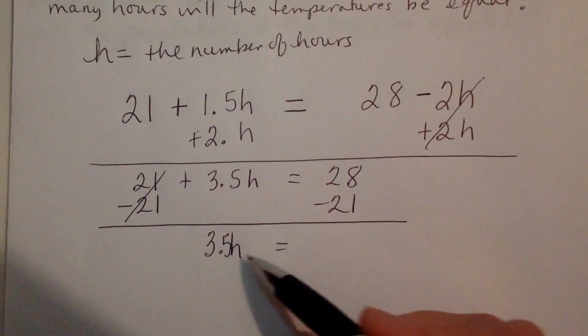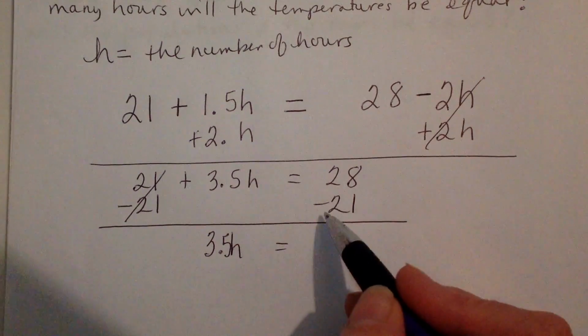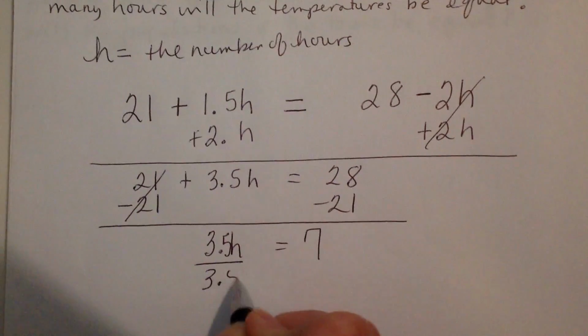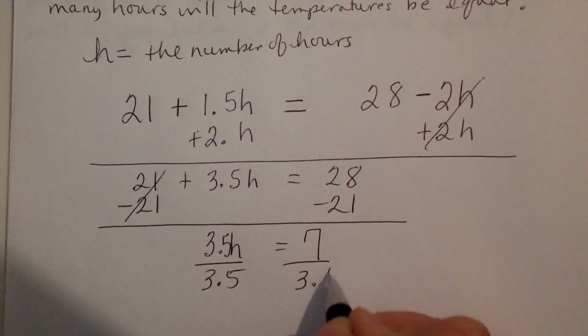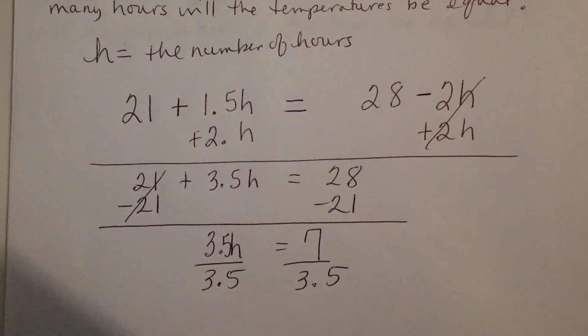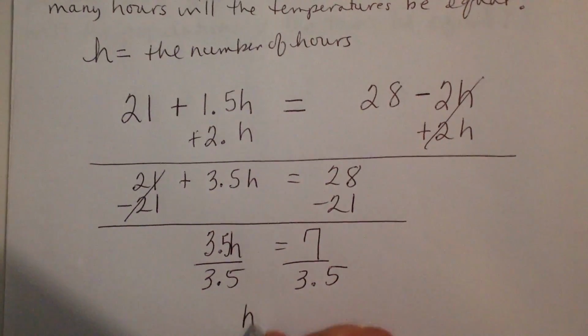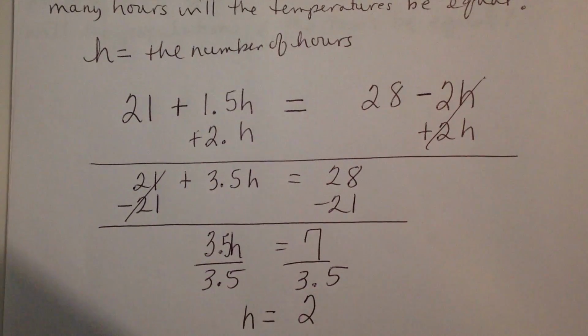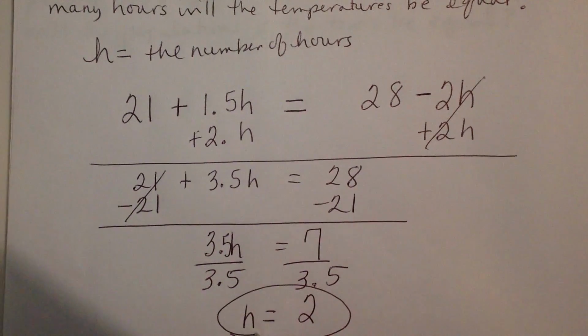So I have 3.5H equals 28 minus 21, which gives me 7. Now I need to divide both sides by 3.5. Once you divide both sides by 3.5, H is equal to 2. So your final answer for this problem is 2. It will take 2 hours for the temperatures to be equal.